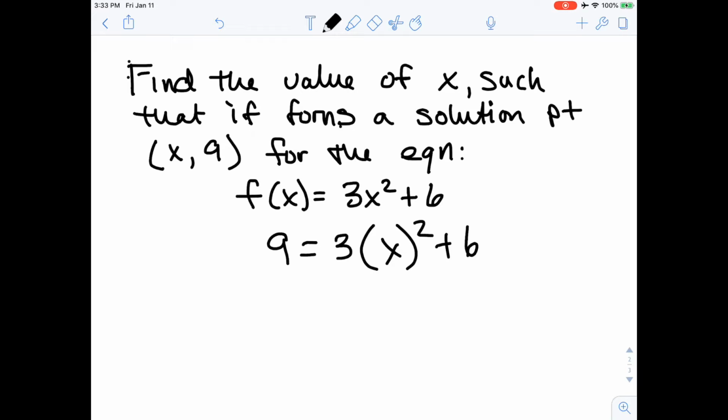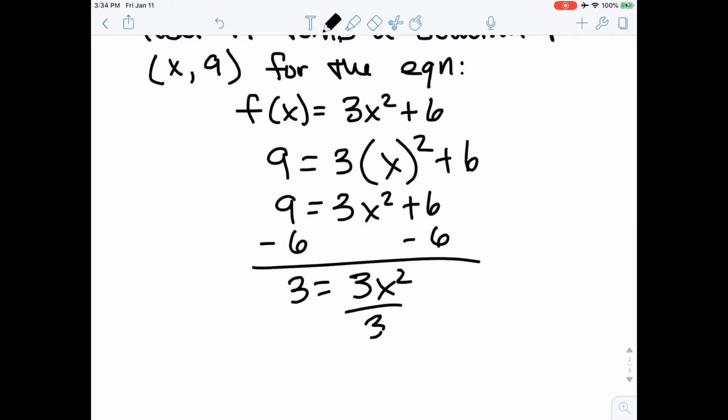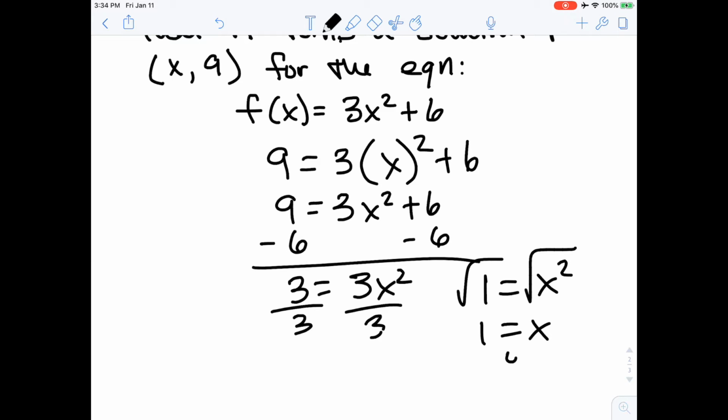Now, you'll see this in a lot of my videos: whenever I plug something in, especially for a variable, I'll put parentheses around it. So I'm putting a variable in parentheses, and I'll square it here in a second. So you get 9 equals 3x squared plus 6. Now you can start working backwards and solving it. So you have 3 equals 3x squared. Divide by 3, you get 1 equals x squared. Take the square root, and you get 1 equals x, or x equals 1. That would be your value of x.